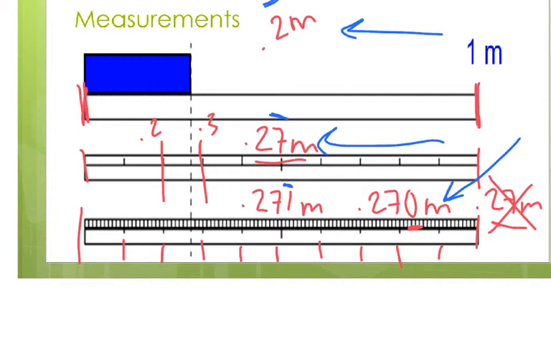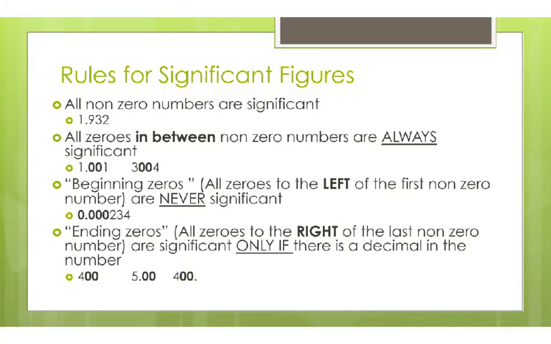Now that we know why significant figures are important, let's go ahead and take a look at the rules. When we look at the rules for significant figures, it comes down to 4. The first rule is very simple. It states that all non-zero numbers, or in other words, numbers that aren't zero, are significant.